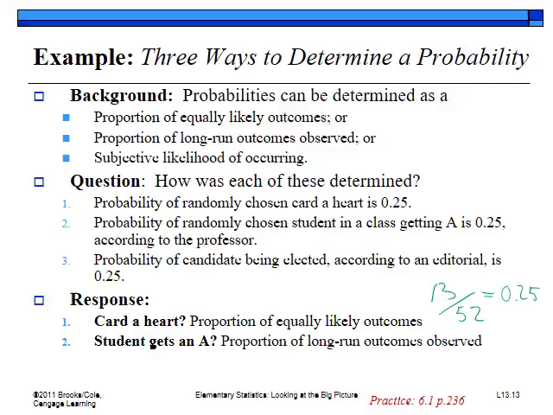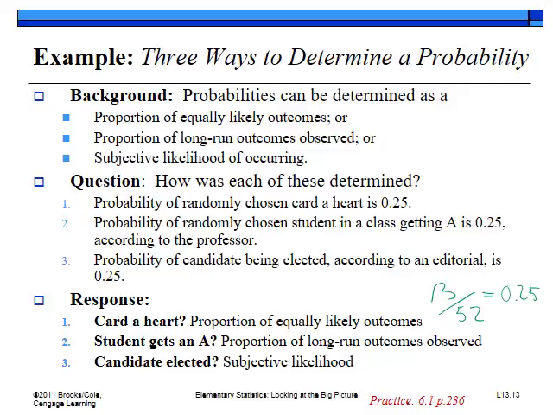For the student getting an A, here we have a professor who knows that, in general, over the course of his or her career, that professor's students get A's about 25% of the time. So looking at those long-run outcomes, the professor can estimate that the probability of a randomly chosen student getting an A is about 0.25.